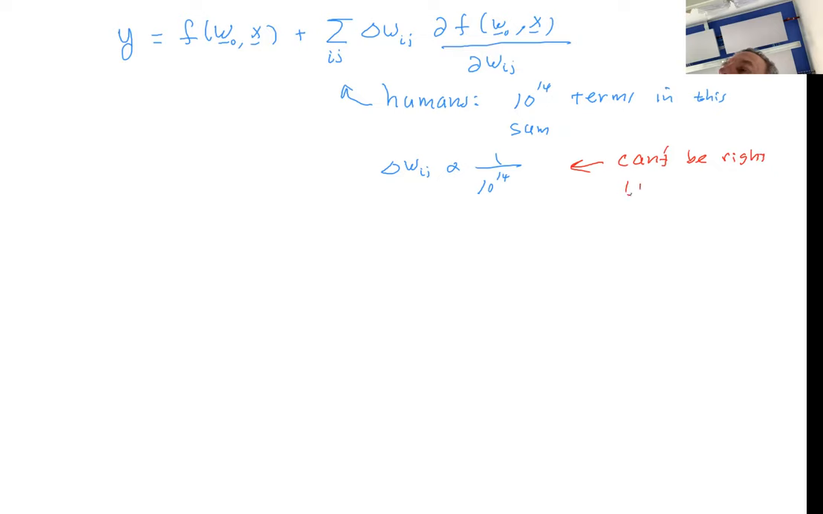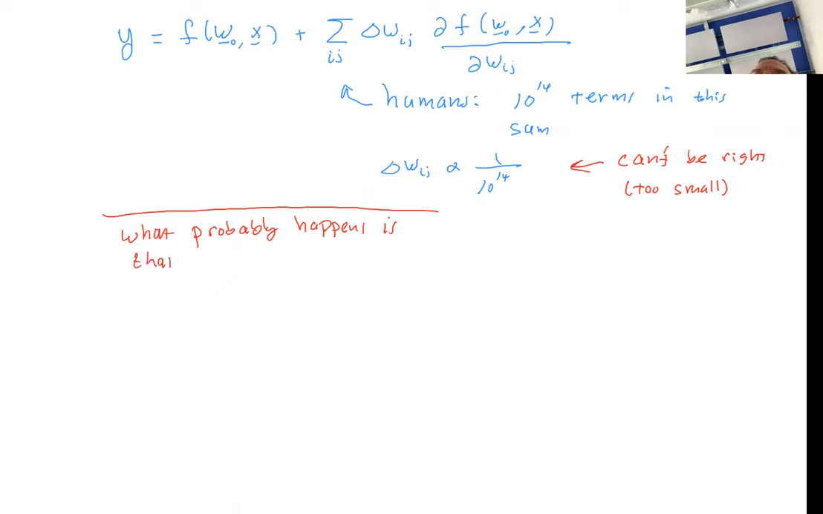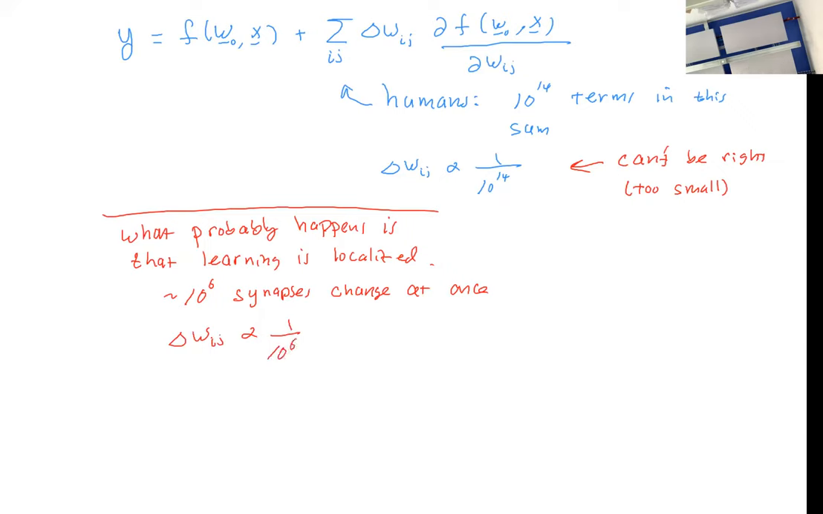Presumably this is too small. But what probably happens is that learning is localized. So maybe on the order of 10 to the 6 synapses change at once. 10 to the 6 would be the number of connections between groups of 1,000 neurons. They're fully connected, so that's not so big, all right? So in this case, delta WIJ is proportional to 1 over 10 to the 6, okay? And this is pretty small, so it's kind of nice.